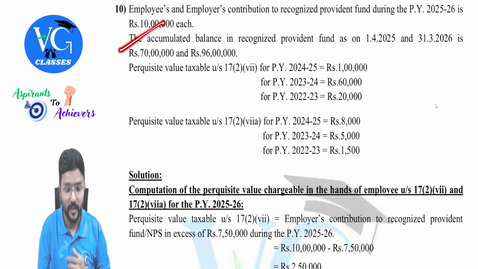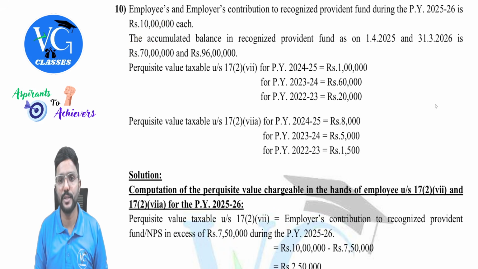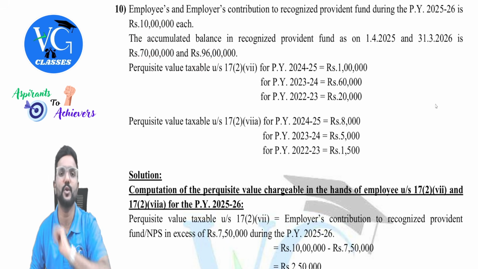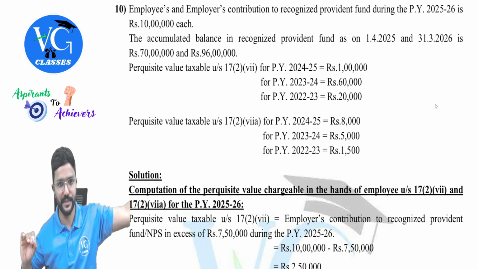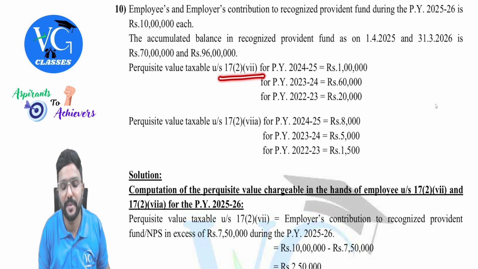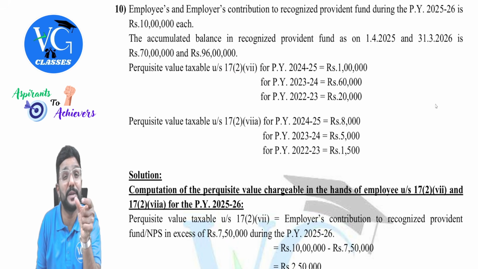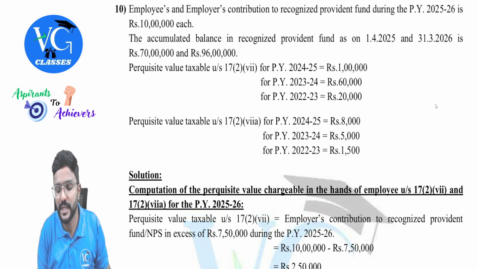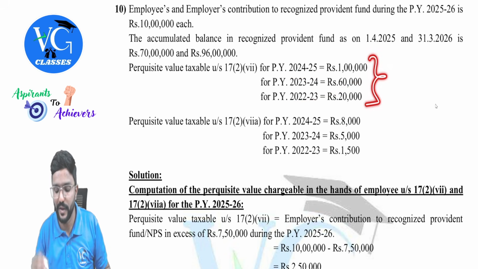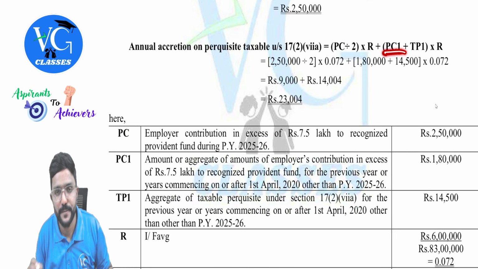So the accumulated balance in recognized provident fund as on 1st April 2025, that is the opening day, and 31st March 2026, that is the last day, is 70 lakh and 96 lakh. Opening balance and closing balance of the fund are given. This is with respect to past years. Even in the past, we would have calculated the perquisite under section 17(2)(vii), with respect to the principal amount contributed by the employer in excess of 7 lakh 50. How much was that? In 24-25, 1 lakh, 23-24, 60,000, and 22-23, 20,000. So the aggregate of this is 180, that is nothing but PC1, guys.